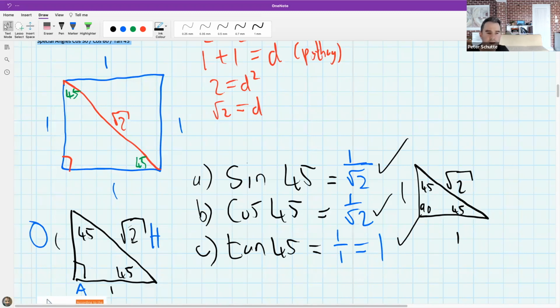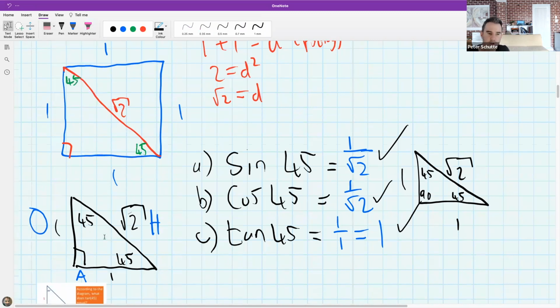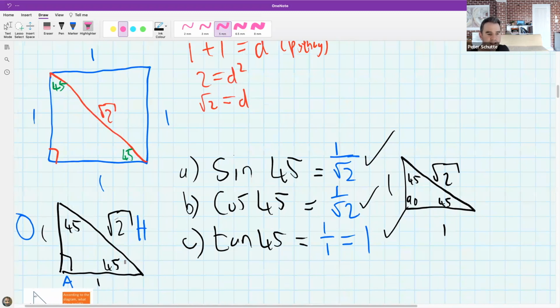So for the 45 degree special triangle, where this came from is a square that we cut in half, and we used Pythagoras to figure out that the diagonal is root 2. Then I took the triangle out and we basically called this a special triangle. If this is the reference angle, this must be O, this must be A, and this must be H. So the sine of 45 is just going to be O over H, or 1 over root 2.